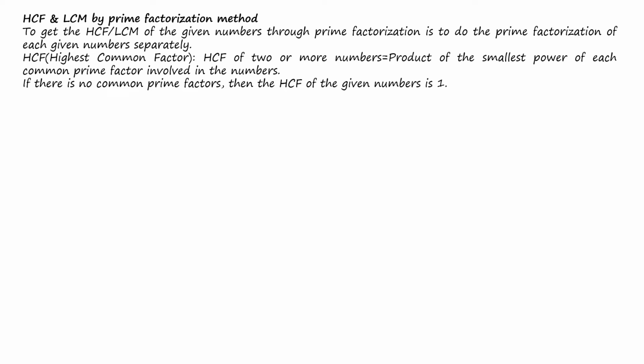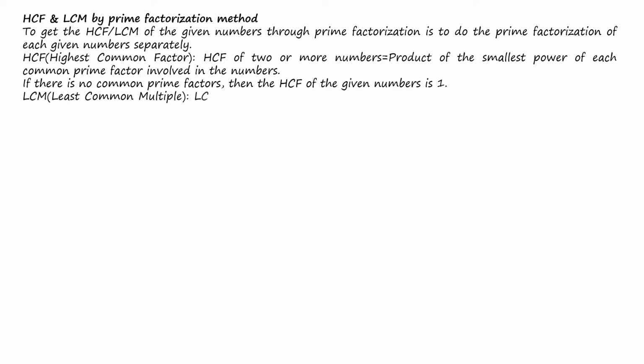That means to get the HCF, first of all we have to do the prime factorization of all the numbers, and after that, the HCF will be the product of the smallest power of each common prime factor involved in the numbers. For the HCF we have to take the smallest power of those common factors. And if there are no common prime factors, then the HCF of the given numbers will be 1.